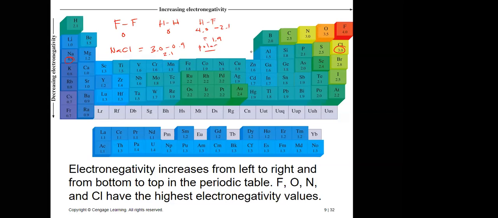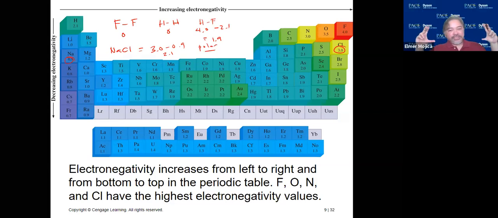Now, this is the thing. What information can you get from the electronegativity difference? If the difference is equal to 0, you have a covalent bond. Now, if the difference is higher than 2, what do you have?